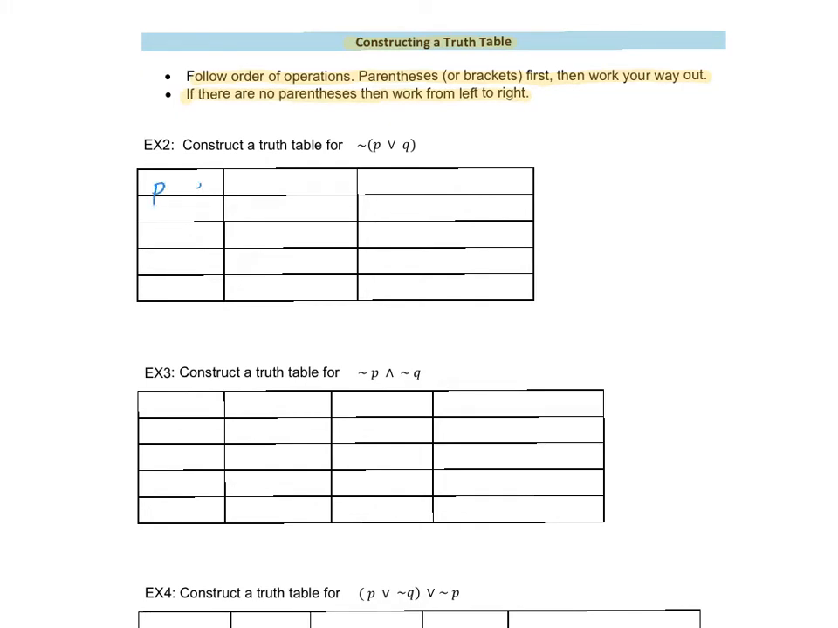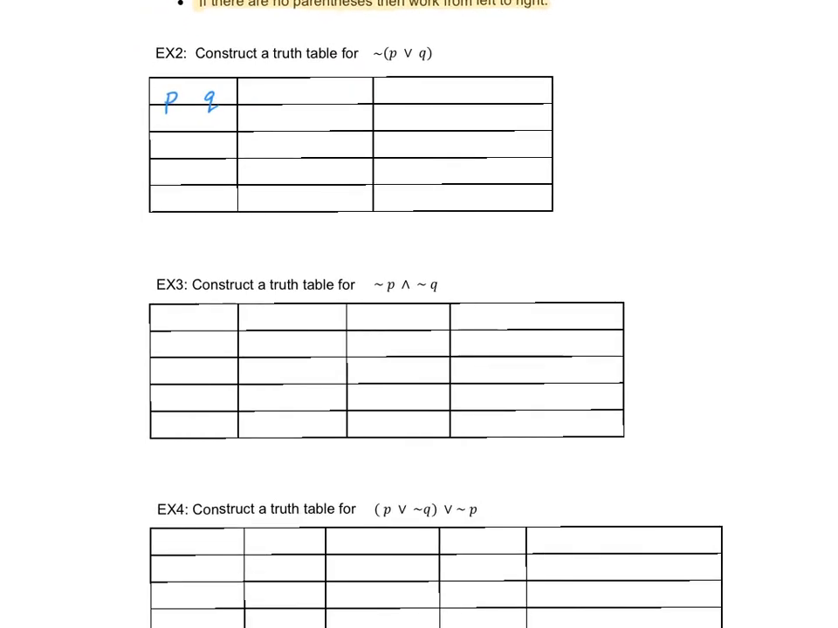I have P, I have Q. All possible combinations of true and false. Well, for P, it would be true, true, false, false. Q would be true, false, true, false.